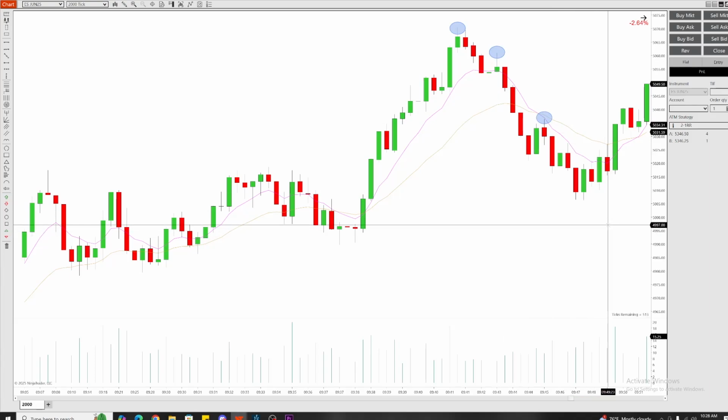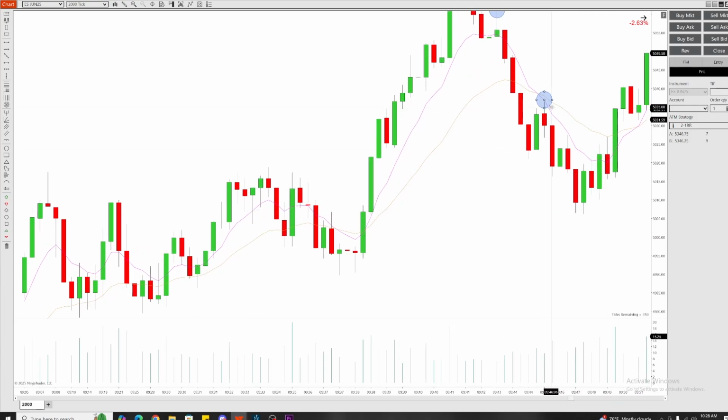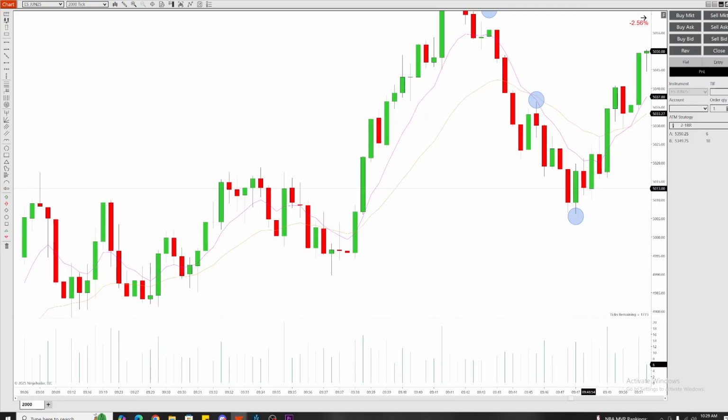Same thing with a low. Right here, it's kind of hard to see. I'll mark it out for you. This is considered a low right here because this is a middle candle, and the left side of the middle candle didn't break the low. The right side of the middle candle didn't break the low. Now it's a low. Same thing with this one. This is a middle candle now.